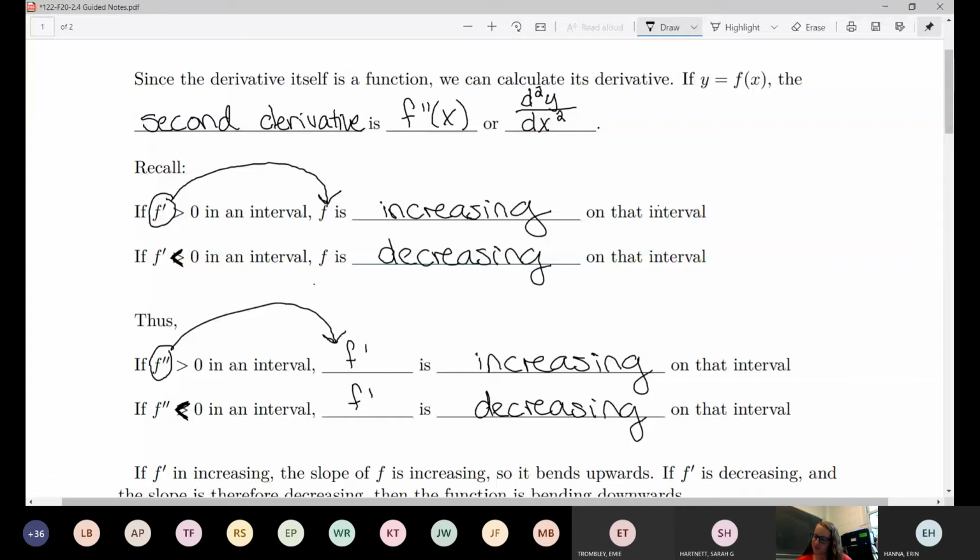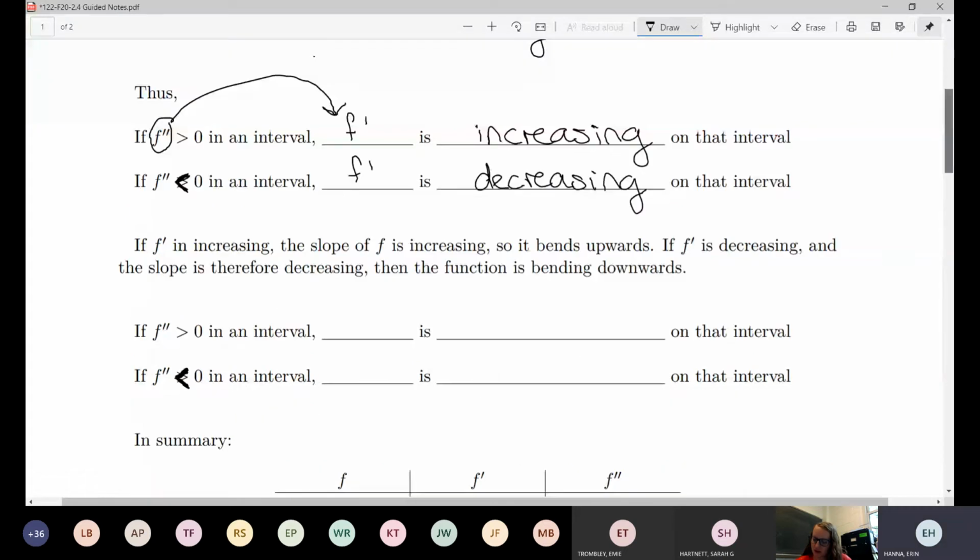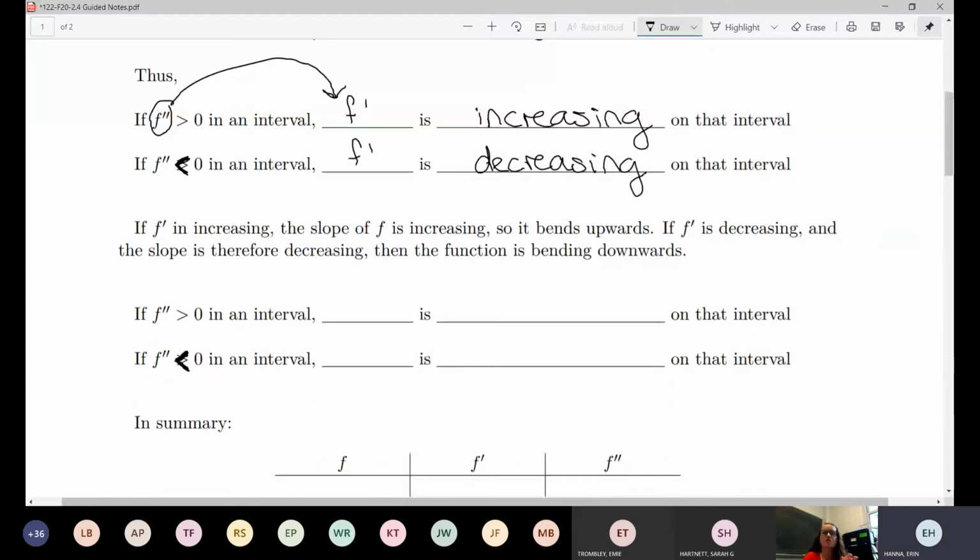So let me leave that part in, but scroll down a little bit. So if the derivative is increasing, so if f prime is increasing, then the slope of the original function is increasing, because remember the derivative is a slope. So that means it's going to end up bending upwards. And if f prime is decreasing, then the slope is decreasing, so it's going to be bending downwards.